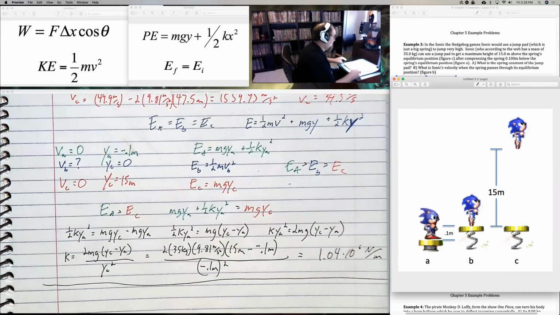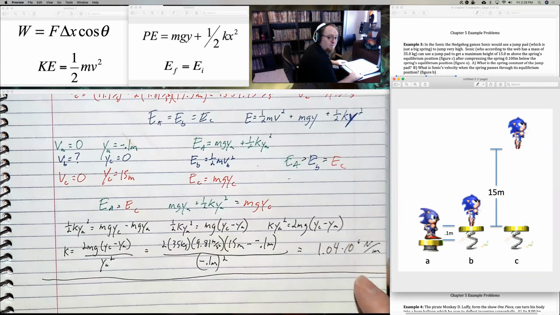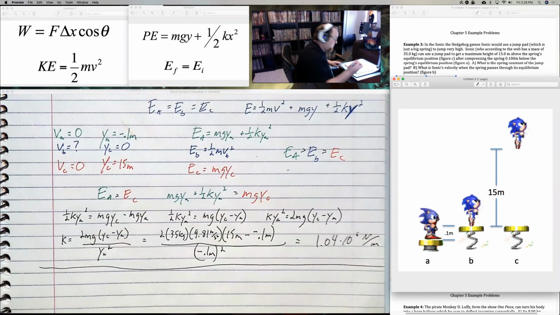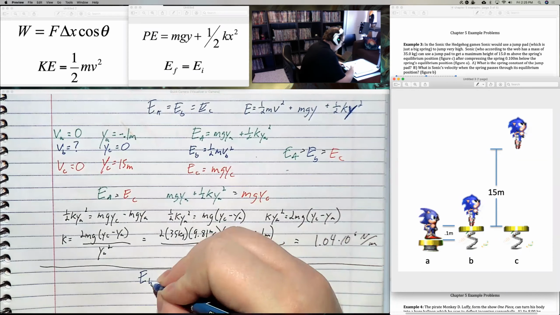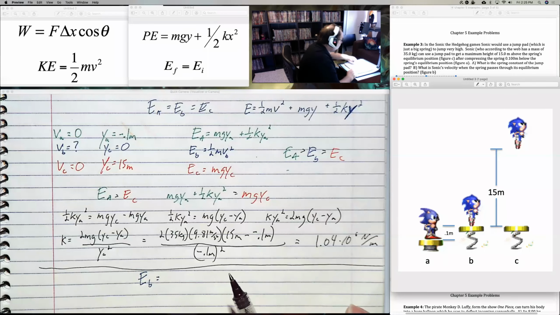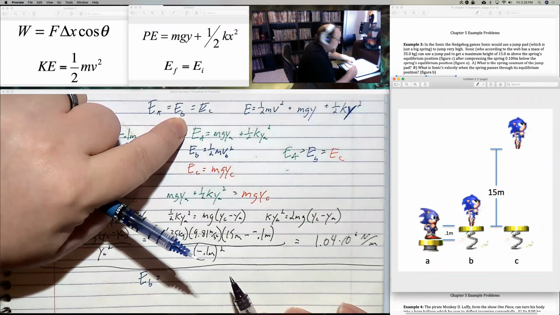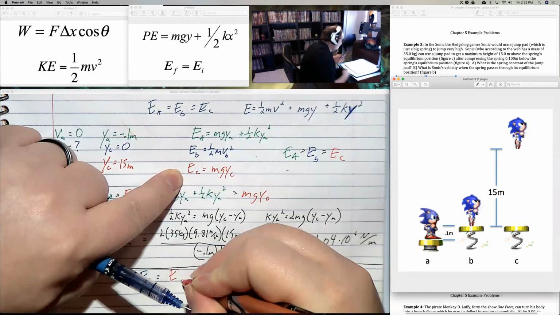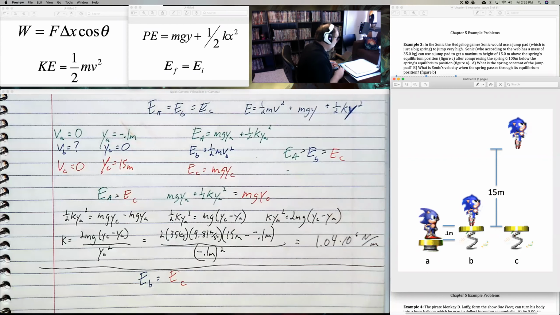So part B says, what's his velocity at B? If I want to get his velocity at B, I'm just going to set my energy at B equal to my energy somewhere else. And I can either set it equal to my energy at A, or I can set it equal to my energy at C. I'm going to use my energy at C because it's simpler. A has 2 terms, C has 1 term. It'll be less of a mess.